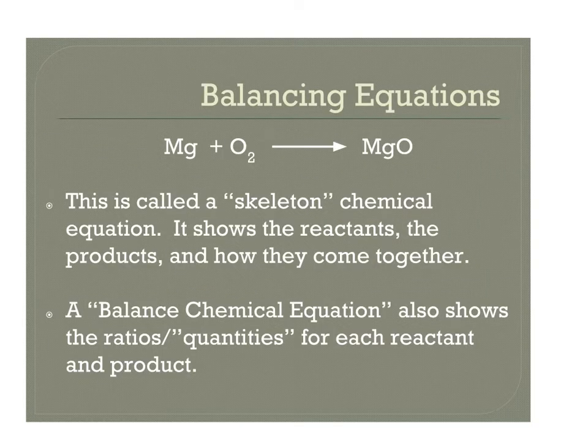Let's look at this equation as an example. Magnesium here is being added to oxygen. This is a straightforward synthesis reaction, and it produces what we would call magnesium oxide. Now, the way this equation is written, it is what we would call a skeleton equation, whereby it shows the reactants and the products and how they come together. What we want to be able to show is what we call a balanced chemical equation. And a balanced chemical equation also shows the ratios or the quantities for each of the reactants and products.